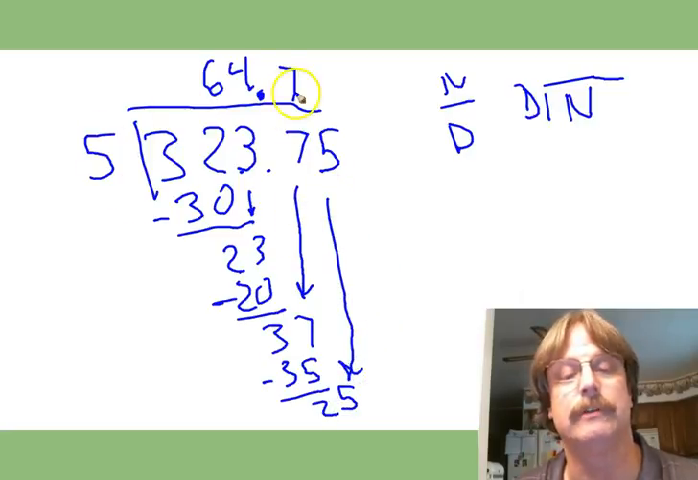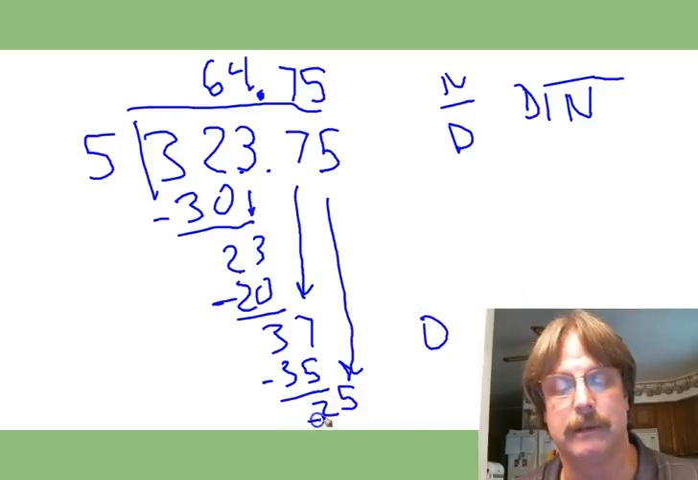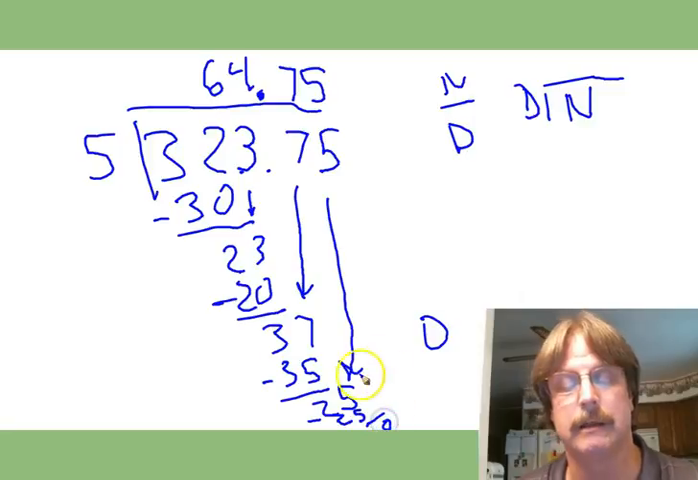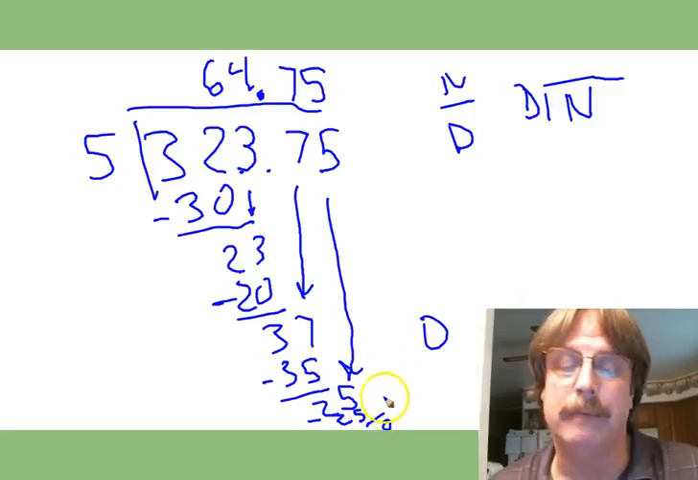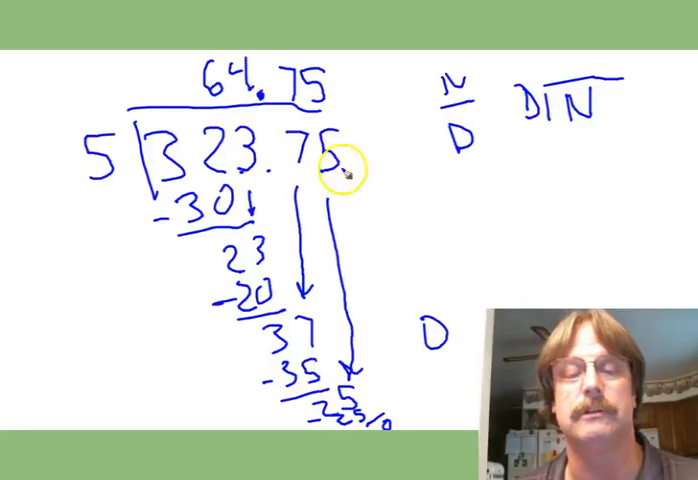And does 5 go into 25? Yes, it does. It goes into it 5 times. And subtract 25, and I will be left with 0. I just can't. I barely get it in there. Okay. Be neat on your paper. Okay. Keep everything all lined up. That's the biggest mistake I see students do.